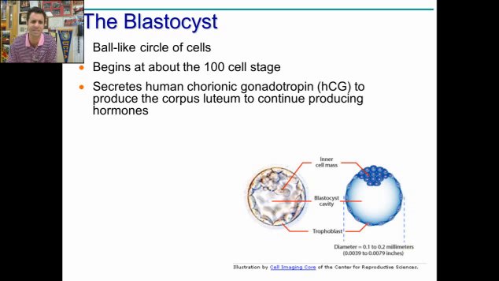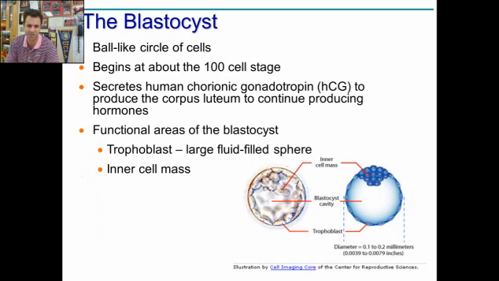Now, one important thing to note is that the blastocyst actually secretes HCG, or human chorionic gonadotropin. And the HCG triggers the follicular cells to become the corpus luteum and to continue producing these hormones, specifically in its control of LH and thus progesterone and so on. So it maintains the pregnancy. As the corpus luteum degenerates, the embryo takes over through HCG and so on and maintains the pregnancy.